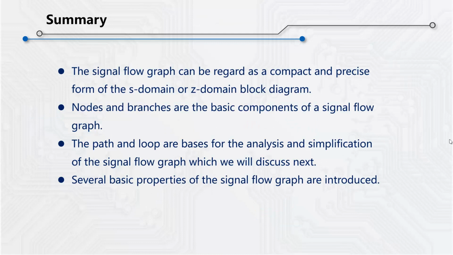Finally, let's make a summary of this lesson. Firstly, the signal flow graph can be regarded as a compact and precise form of the S-domain or Z-domain block diagram. Secondly, nodes and branches are the basic components of a signal flow graph. Thirdly, paths and loops are bases for the analysis and simplification of the signal flow graph, which we will discuss next. Fourthly, several basic properties are introduced.